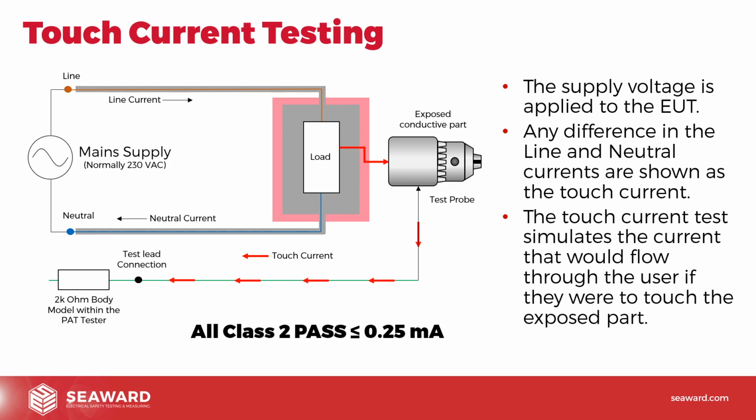So the supply voltage is applied to the equipment under test. Any difference in the line and neutral currents is shown as the touch current.